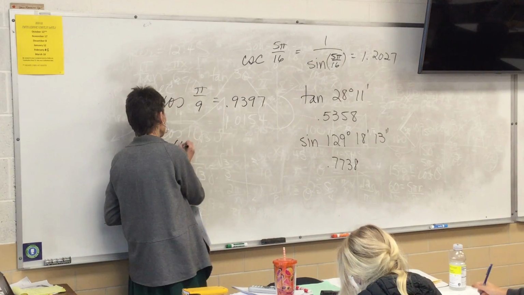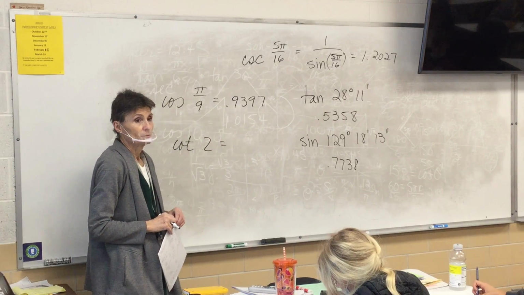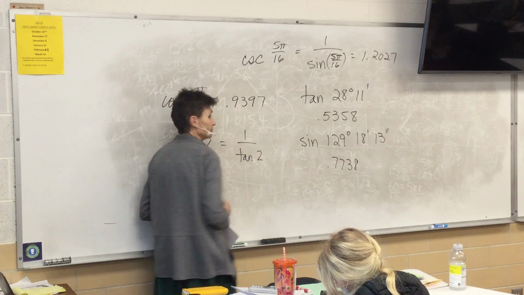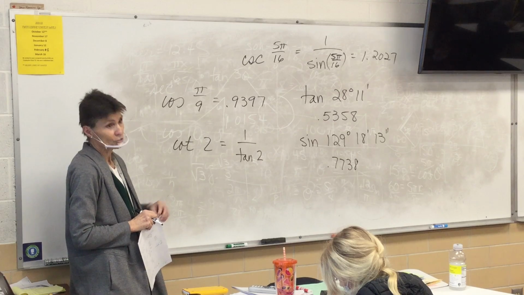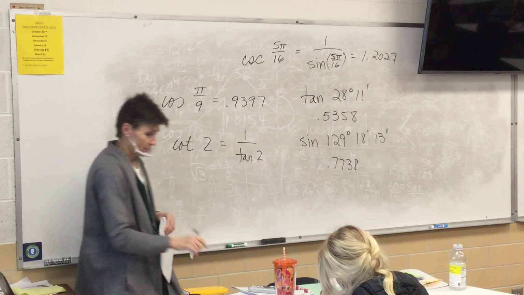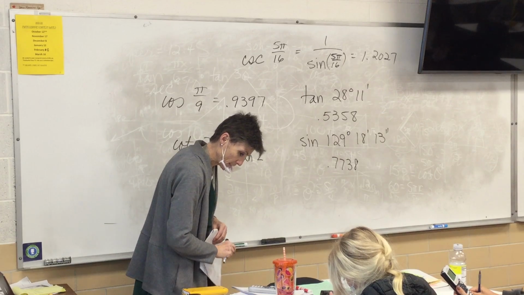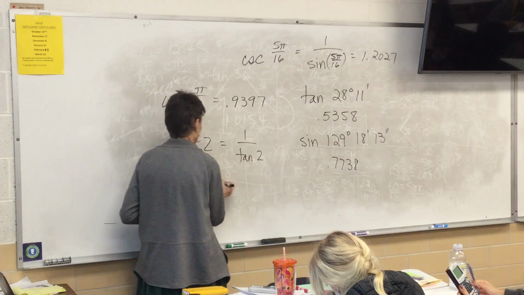All right, cotangent 2. 1 divided by tan. 1 divided by tan 2. You don't change the angle. You just do 1 divided by. So 1 divided by tan 2. Negative 0.4577.